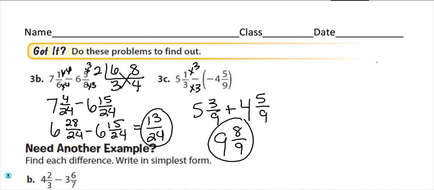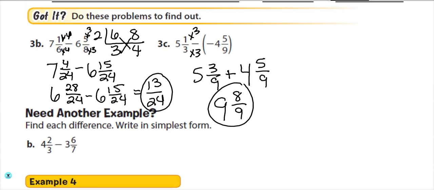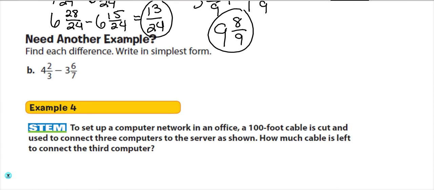All right, let's go to the next one. It says 4 2/3 minus 3 6/7. So let's draw the box over here out of the way. We have 3 and 7, and that's going to be a 1, so it's just going to be the opposites of each other, so 21.